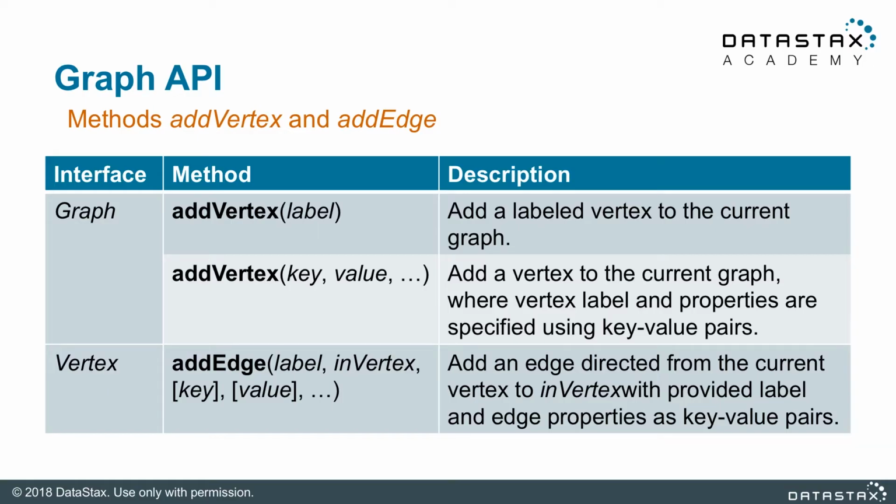The 2 main methods you should be aware of to start creating your own graphs are addVertex and addEdge. There are more methods that can be useful in the Graph API, which can be found in our documentation. addVertex can be specified with a label to add a labeled vertex to the current graph, or you can simply add a vertex where the vertex label and properties are key value pairs. Similarly, the addEdge method allows you to add an edge directed from the current vertex to the end vertex with the label and properties as key value pairs.